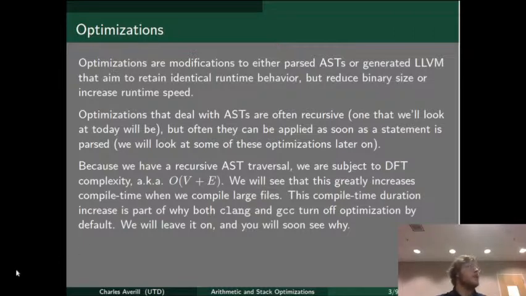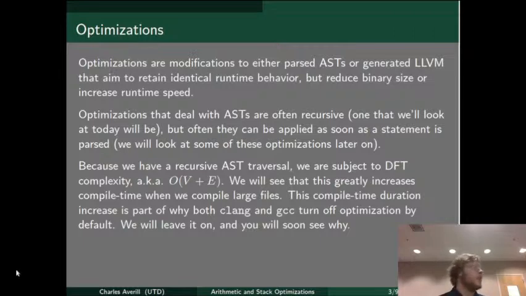The ones that deal with ASTs are obviously going to be recursive most of the time, but a bunch of times we can apply optimizations as soon as we parse an AST, like in a for statement or something. We are probably going to look at those optimizations in a later lecture, but one of the optimizations we're going to look at today is going to be a recursive AST traversal.